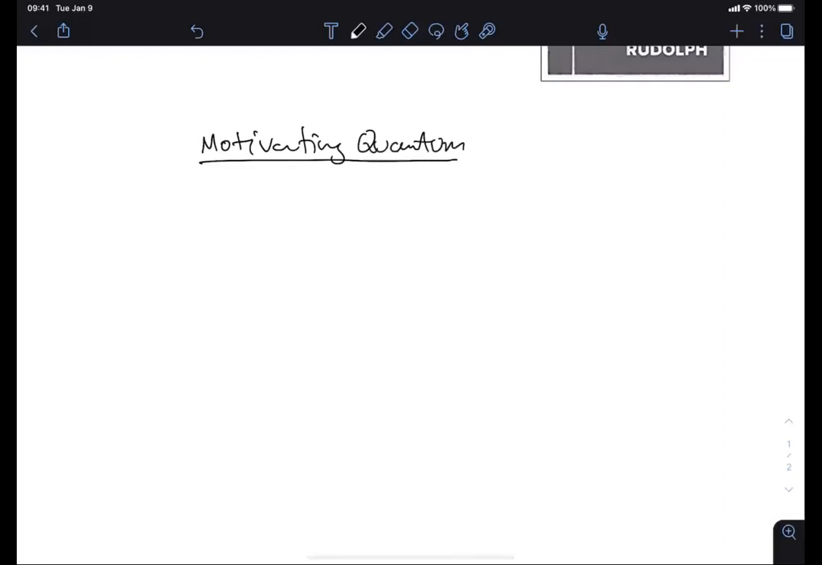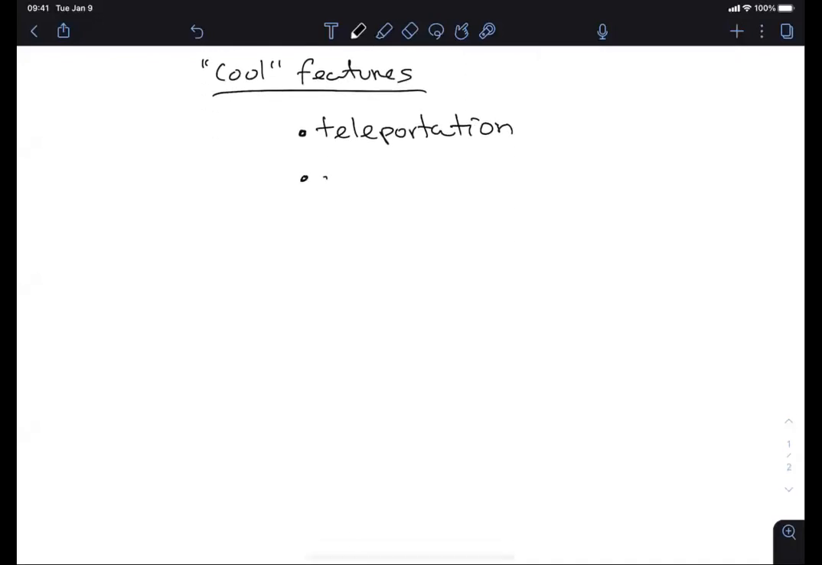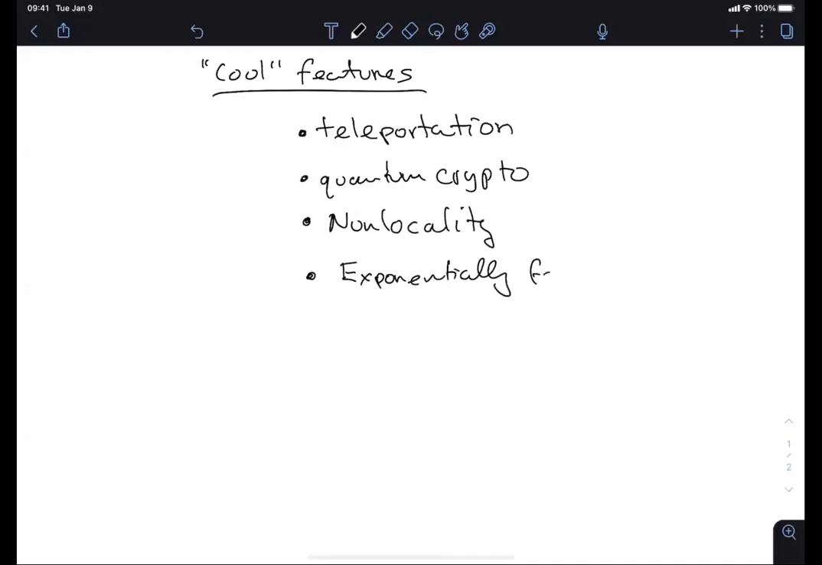So motivating quantum mechanics, there's plenty of cool features that I think you can talk about in some sense, and get people, I see it in most of my teaching experiences with undergrads, but things that you can really get people to say, oh yeah, that's like a cool thing to think about. Teleportation is a classic one, but there's things like quantum cryptography, things like non-locality, and the sort of things that I'm going to talk about, which is exponentially fast algorithms. And these are sort of abstract motivations for why quantum mechanics is interesting.